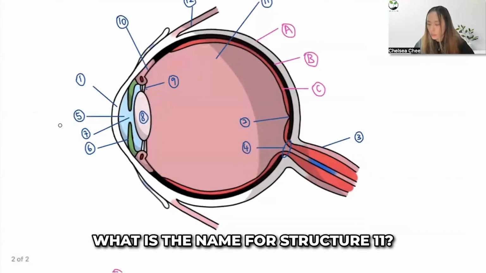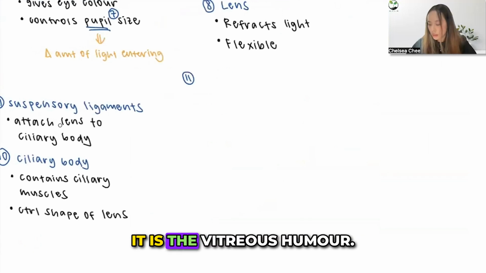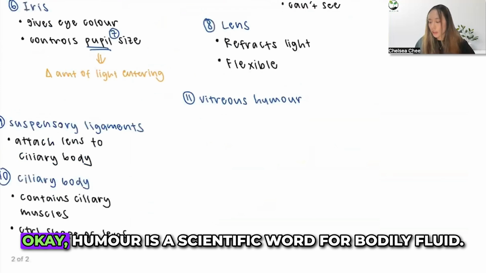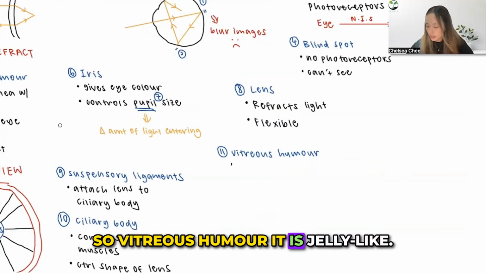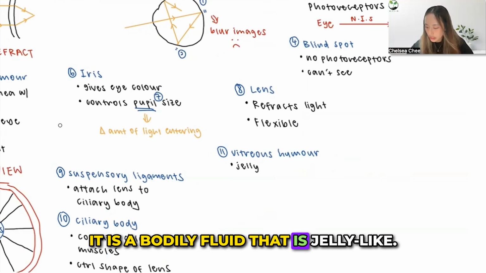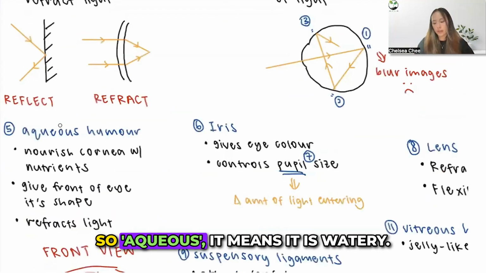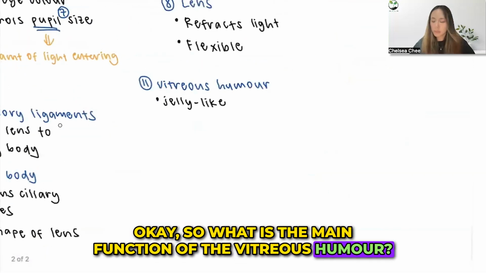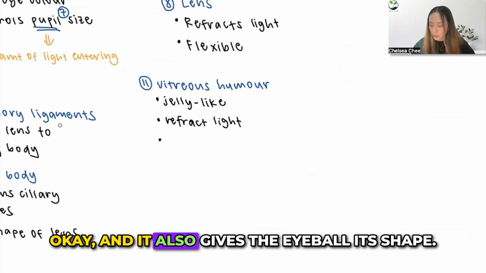over here. What is the name for structure 11? It is the vitreous humor. Humor, not like ha ha ha, very funny, okay? Humor is a scientific word for bodily fluid. So vitreous humor is jelly-like. It is a bodily fluid that is jelly-like. Now, we also learned another humor just now, the aqueous humor, right? Aqueous means it is watery. So what is the main function of the vitreous humor? Same thing, it is to refract light. And it also gives the eyeball its shape.